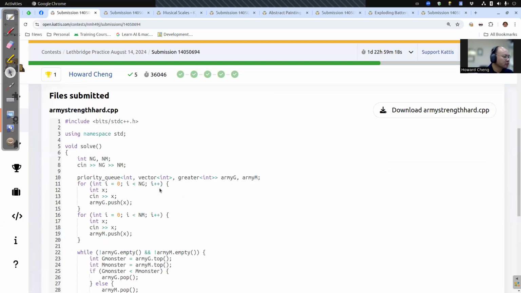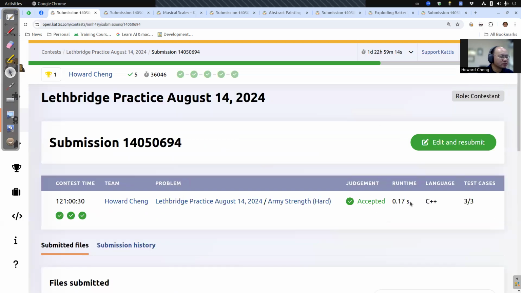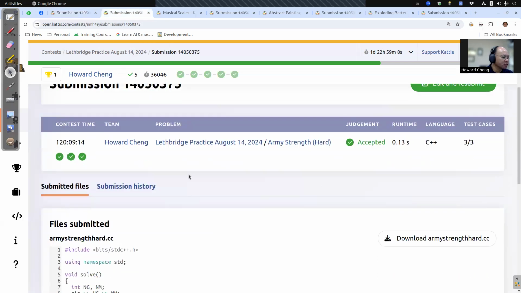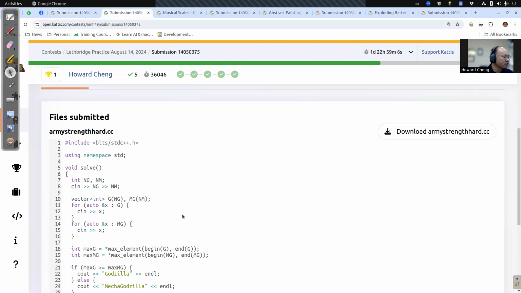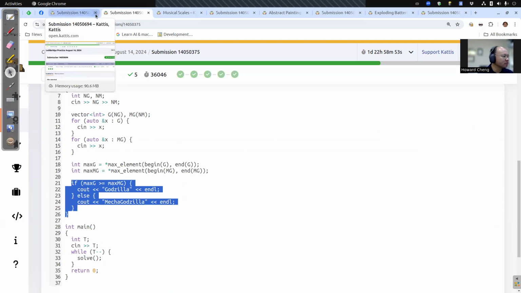So it works. Okay, so this is fast enough even there, but this is 0.17 seconds, it says, and 0.13. So it's not a huge difference because it's relatively small, but here I don't really do any of the priority queue. I just find what is the maximum element of each of these, and then just compare the maximum. Okay, anyway, you can do it either way.